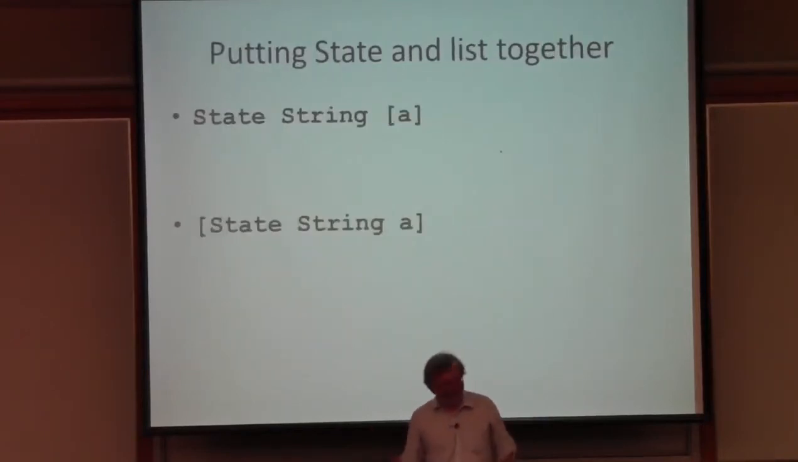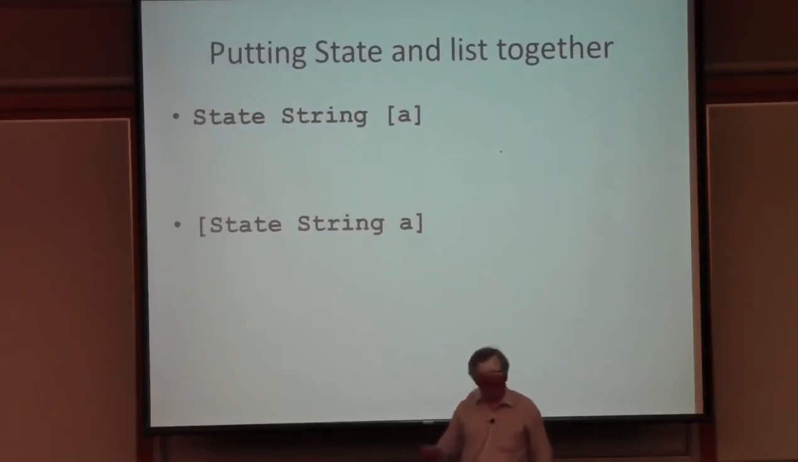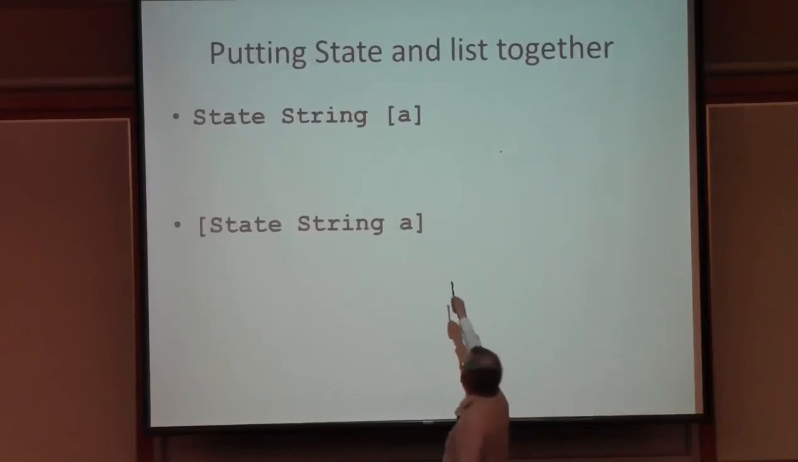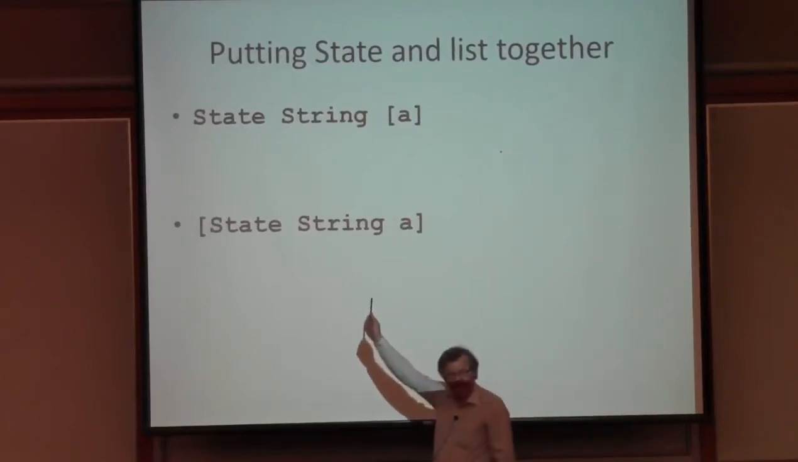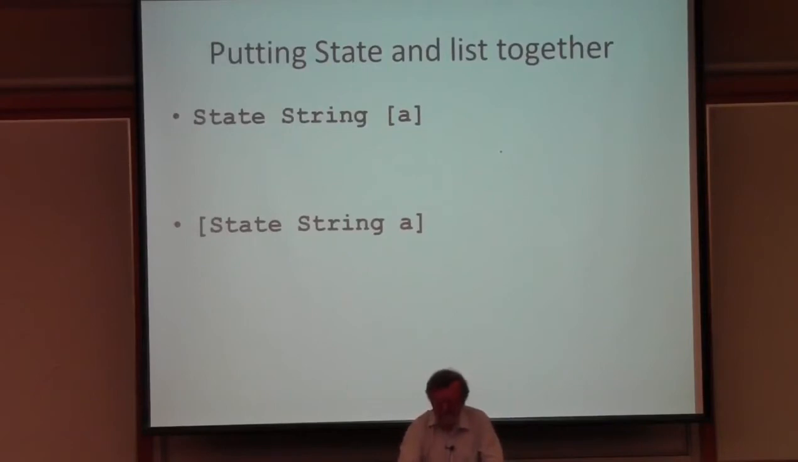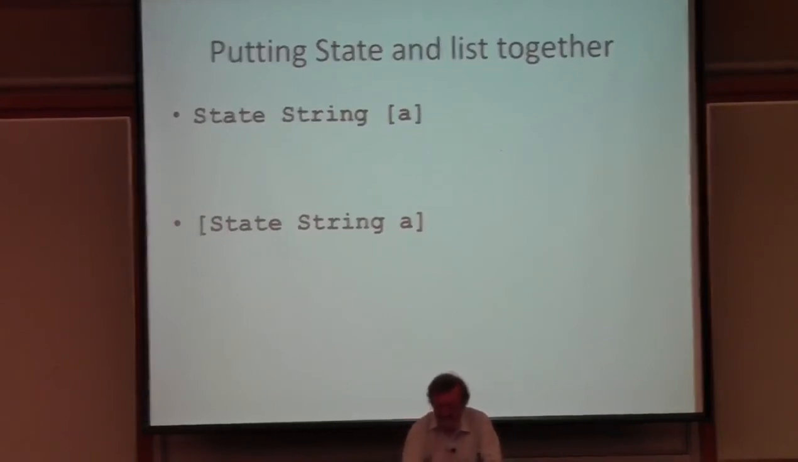Well, I've got two monads, state string and list. Let's try putting them together. There's two ways I might do that. I might nest the list monad inside the state one, or I might nest the state monad inside the list one. Those are the only two possibilities. So let's see, it's maybe not so clear which one of those is right. Let's see which types those actually represent and see which one we want.